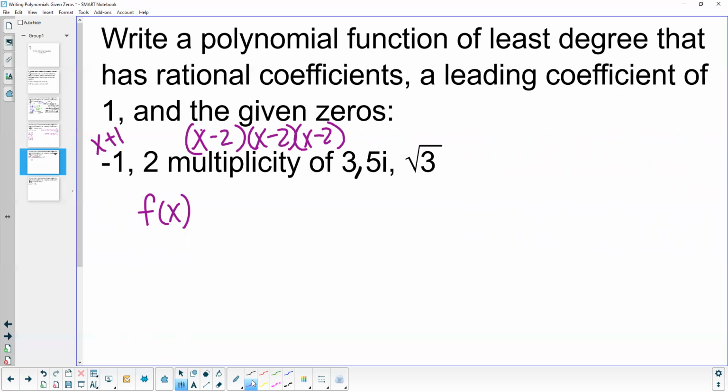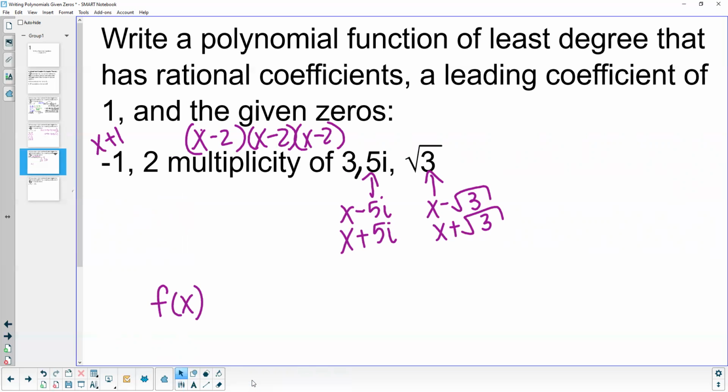Okay. Our 5i tells us that we have an x minus 5i. It also means it has its conjugate pair, so the x plus 5i. And our root 3 tells us we have an x minus the square root of 3 as well as an x plus the square root of 3. So what is our function here going to look like then?